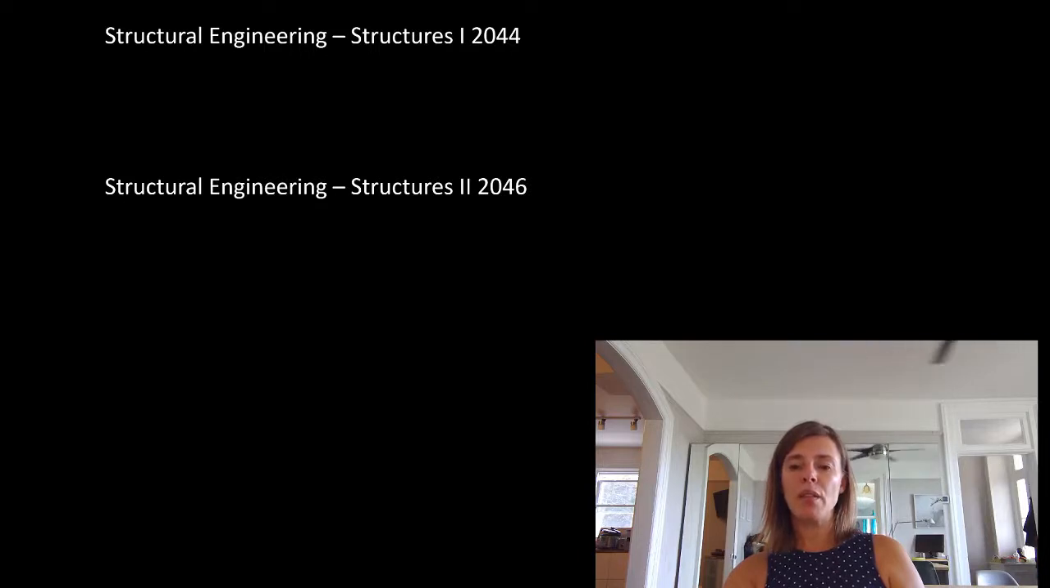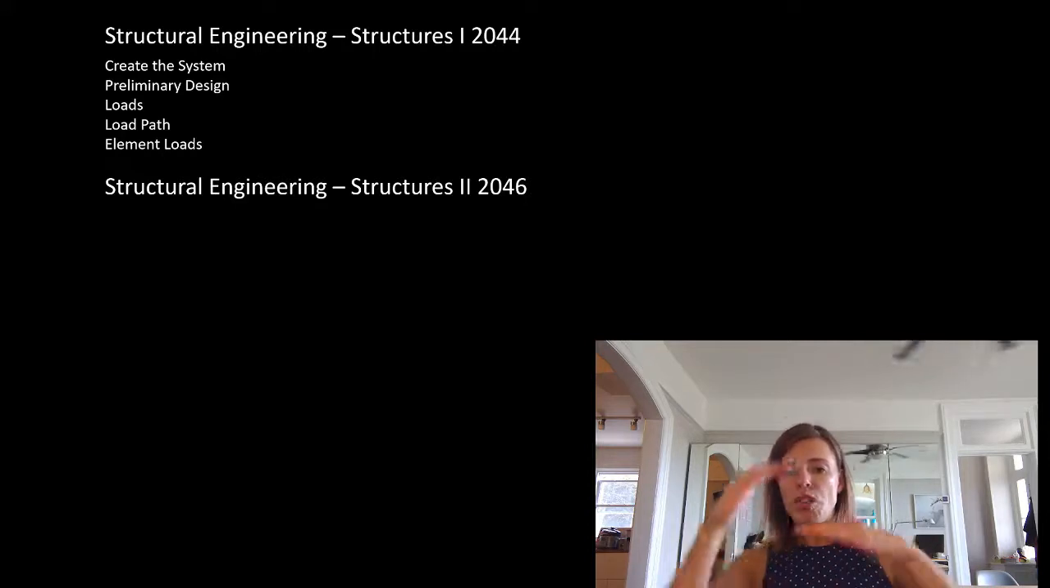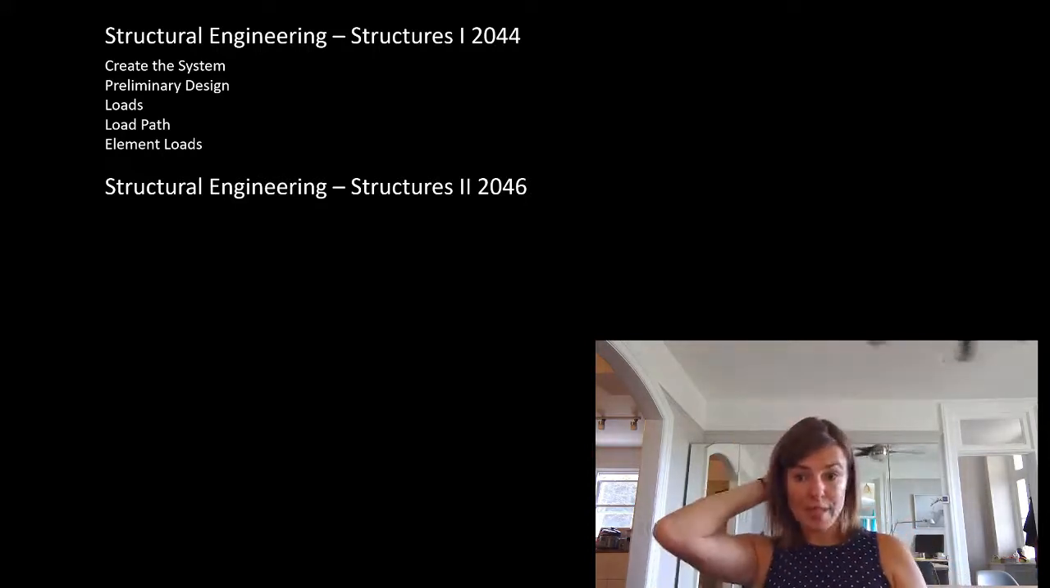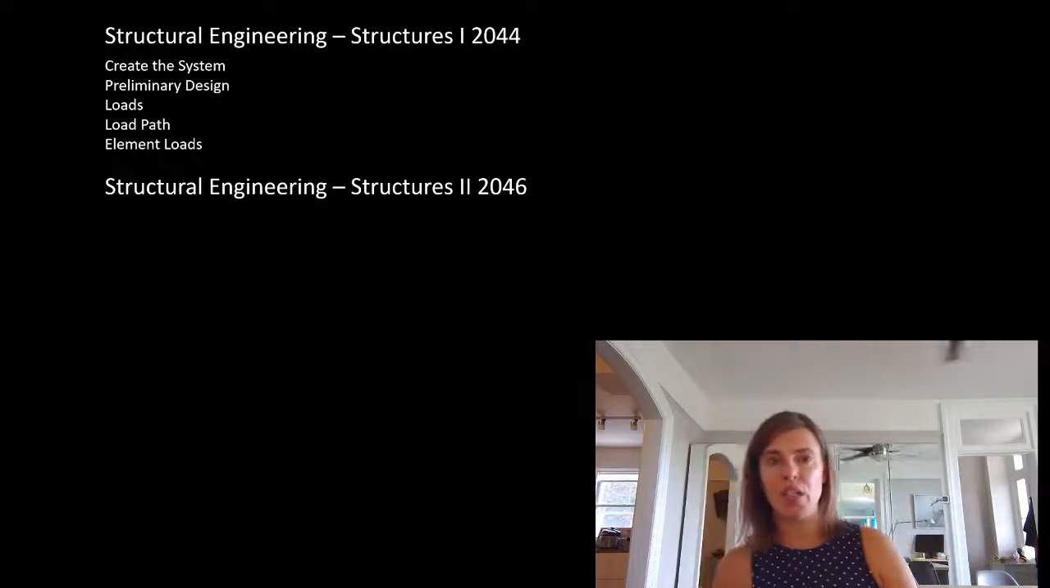We're spreading our learning over 2 terms. We have Structures 1 in the fall and Structures 2 in the winter term. In Structures 1, we're going to learn how to create the system. We're going to learn the preliminary design. So what should I be drawing in those drawings to show my ceiling depth, and how big should my columns be in that drawing before I've even hired an engineer.